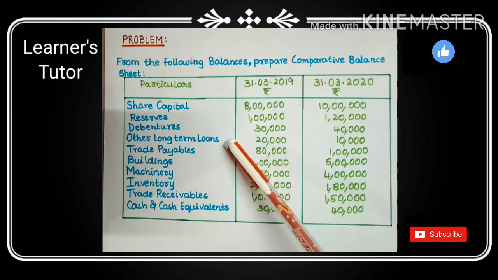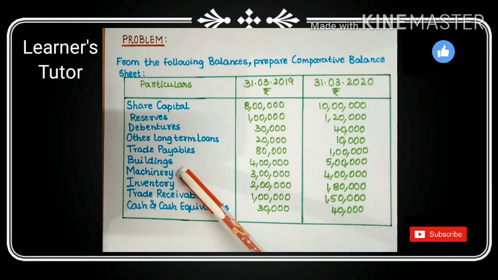Other long-term loans is liability. Trade payables liability. Building asset. Machinery asset. Inventory asset. Trade receivables is asset. Cash and cash equivalents is assets. Now let us see the format. I have already taught in the previous videos the format of the comparative balance sheet.